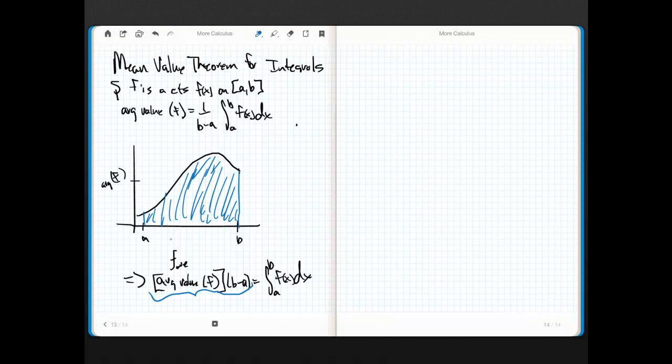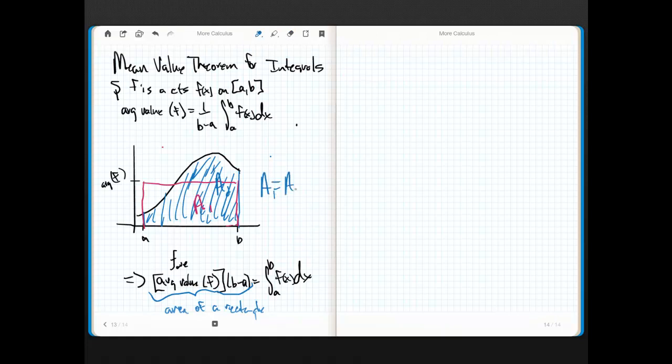But you guys know me, I'm simple country folk. That smells like a height and a width of a rectangle. This is the area of a rectangle, which implies, if you think about it long and hard, that if I build the rectangle that is average value of f high and b minus a wide, then this area and this area are equal.